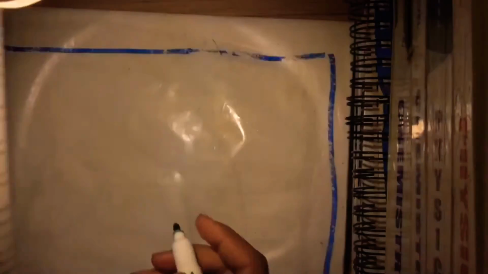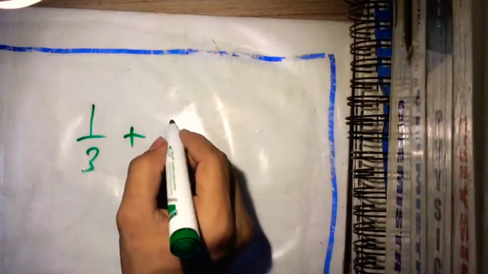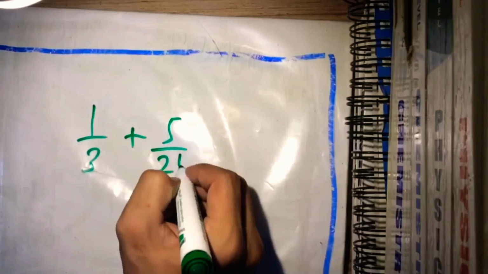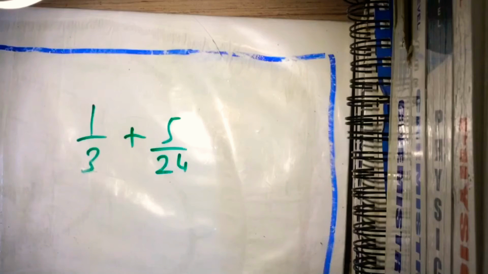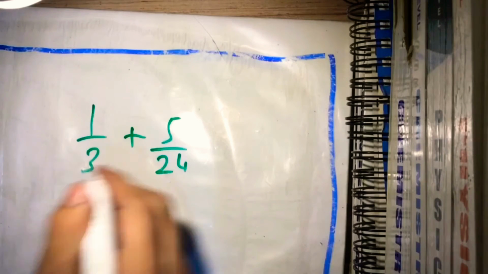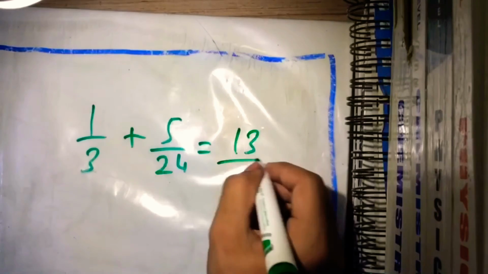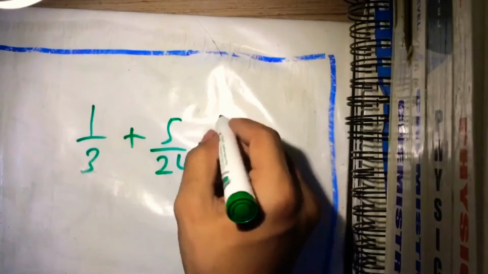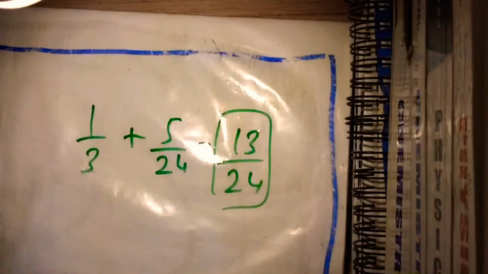The probability of Nora winning the competition is 1 upon 3. And the probability of Shirley winning the competition that we found in this part was 5 upon 24. So 1 upon 3 plus 5 upon 24 is 13 upon 24. This is the probability of either Nora or Shirley winning the competition.